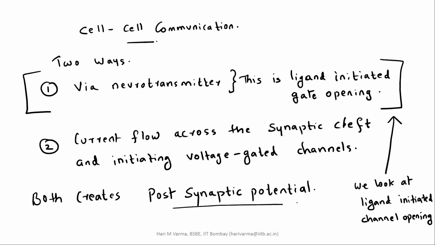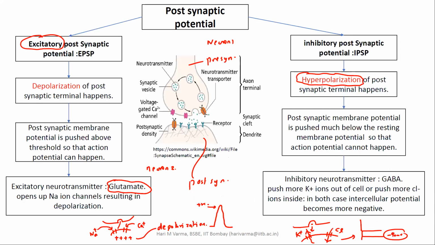That can also happen. So here, in the case of neurotransmitters, basically it's ligand-gated, initiated gate opening. The other can also happen. Voltage-gated channels can also actually happen, because the ions can cross the membrane and move through the synaptic cleft and initiate some gate opening or closing in the postsynaptic terminal. That can also happen, but mostly for neurosignaling, it's a neurotransmitter that we are looking at. This ligand-initiated channel opening is what we are looking at.